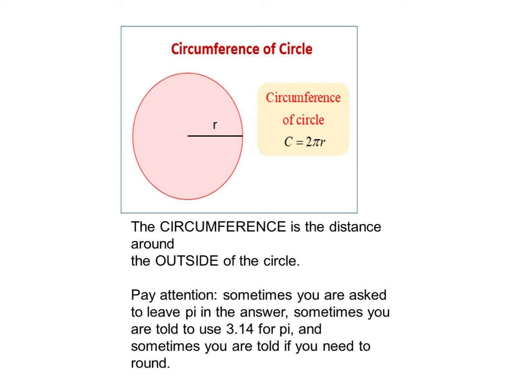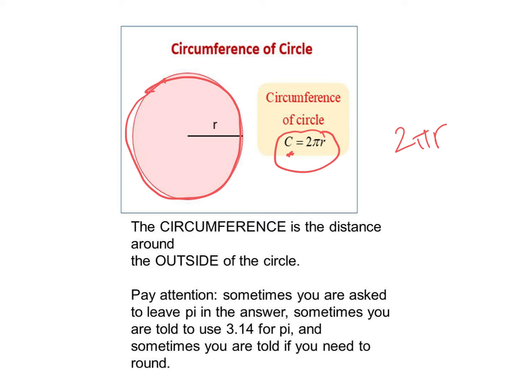Okay, circumference of a circle. This is the formula for the circumference of a circle. Remember, circumference is like a perimeter, but it's on a circle, so it's called circumference. It's just the distance on the outside of the circle. If you straightened it out, how long would that line be? So the formula is circumference equals 2 times pi times r.